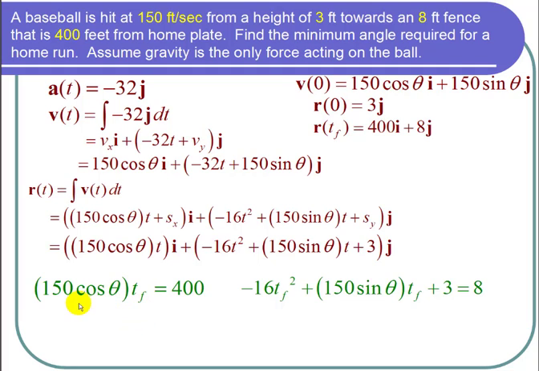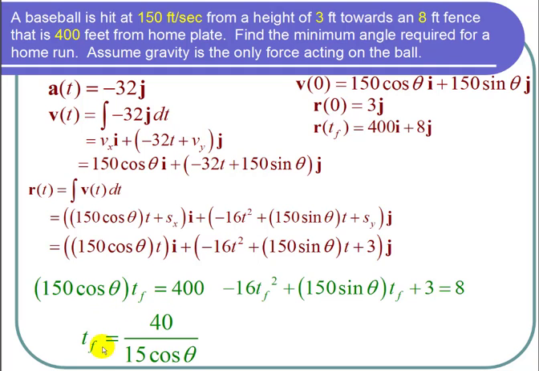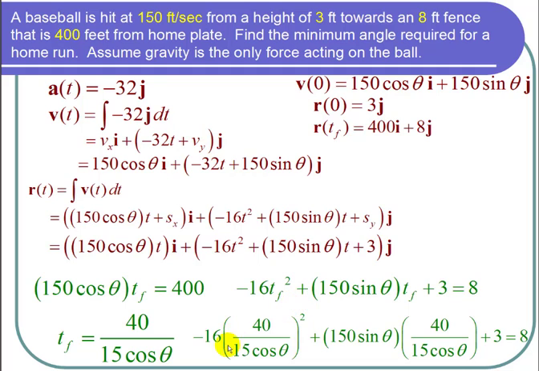So I divide by 150 cosine of theta for this first equation on both sides, and I get t final is equal to 400 over 150 times the cosine of theta. So I plug that in to the second equation to get that negative 16 times 400 over 150 cosine theta quantity squared plus 150 sine of theta times 400 over 150 cosine of theta plus 3 is equal to 8.